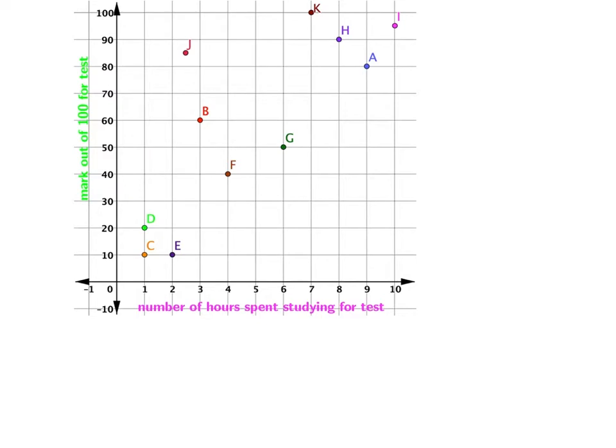Imagine that I have a group of learners who've written a test. And I take that group of learners and I plot on a graph the number of hours they spent studying for the test and also the mark they got out of 100 for the test. I use the x-coordinate to show the number of hours they spent studying and the y-coordinate to show the mark out of 100 for the test. So here's a plot of all my learners. You can see my learners have boring names, A, B, C, D, etc. Let's answer some questions about them.